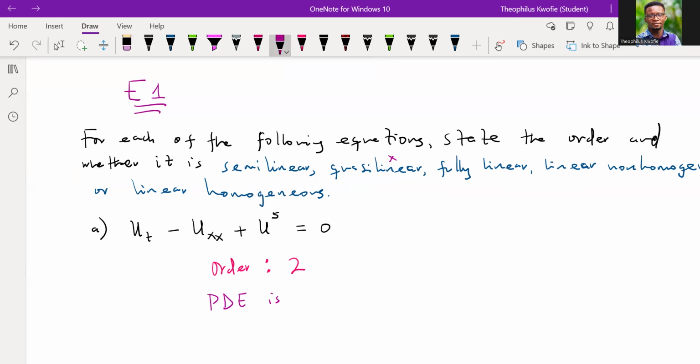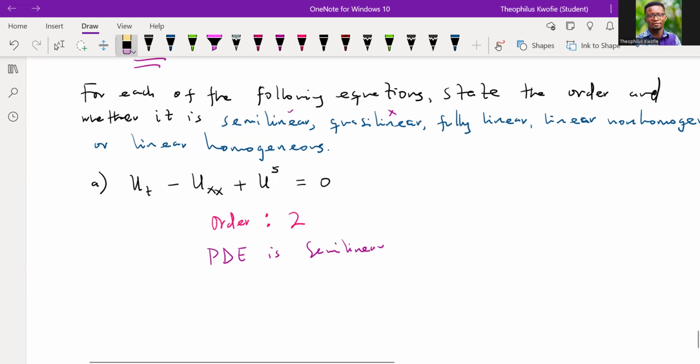What about the semi-linear? With the semi-linear, we said that if the solution u appears in c in a linear way, then we said that it's what? Semi-linear, right? So this means that this PDE is semi-linear. Is that okay? All right, very important.